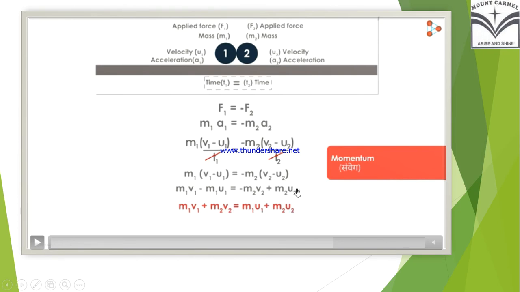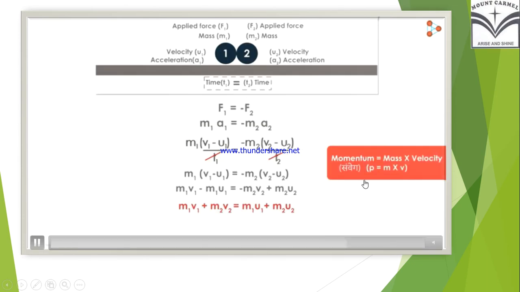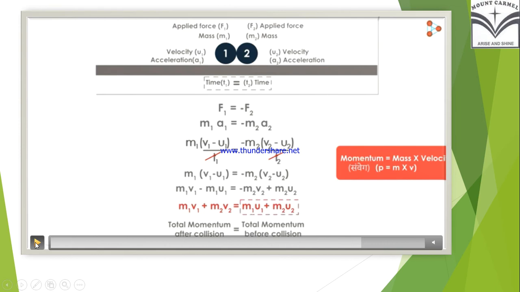इसको सॉल्व करने पर मिलता है. Now we also looked at momentum. हमने ये भी पढ़ा था कि momentum क्या है. Momentum P is mass into velocity, right? ये जो momentum दिख रहा है, m1v1 plus m2v2, वो है total momentum after collision. मतलब टकराने के बाद total momentum, first body का and second body का, right? And m1u1 plus m2u2 is the total momentum before collision.